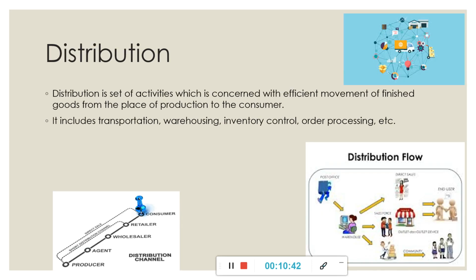Now we will see the next part, that is the distribution. Here you can see the distribution part, and we have already seen this distribution or the channel of distribution, we already studied in the 11th standard. Now what exactly does distribution mean? Production से आपका product consumer तक जाता है उसको कहते हैं distribution channels. Distribution is a set of activities concerned with the efficient movement of finished goods from the place of production to the consumer.